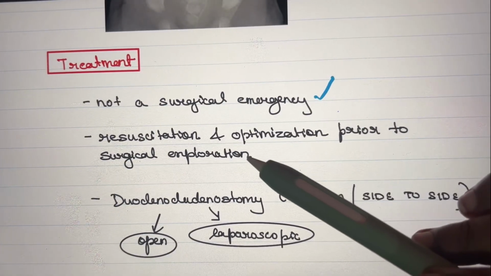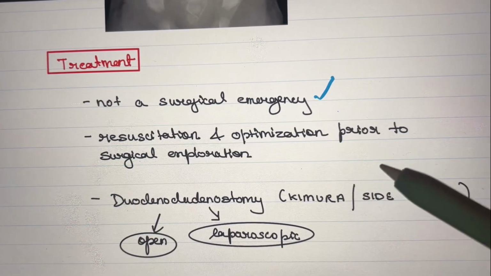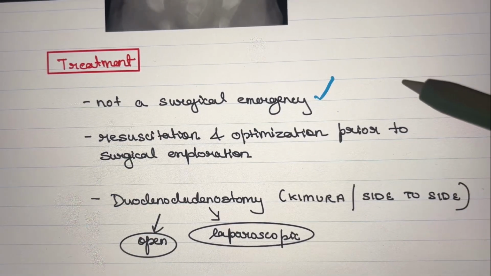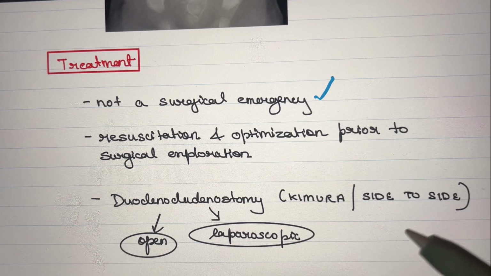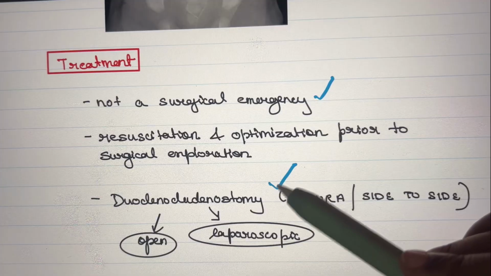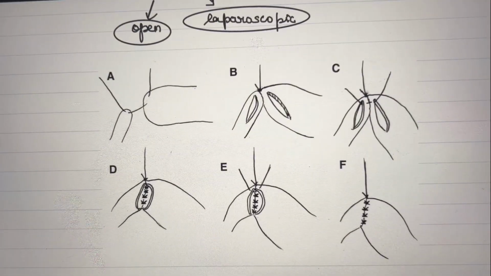First, the resuscitation is done. RT insertion, Ryle's tube insertion is done, and optimization of any kind of electrolyte imbalance is done. Then what will we do? We will do duodenostomy, that is the Kimura type of duodenostomy, which is a side-to-side anastomosis. We can do it as an open procedure or in a laparoscopic procedure also.